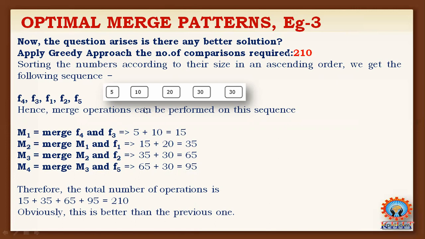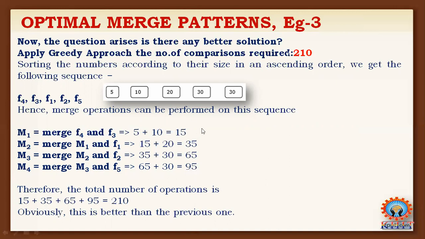Next, identify the next smallest file, which is F1. Now M1 will merge with F1. You will get the result 35. That will be stored in merge 2. Next, merge 2 with the second smallest file F2. The result will be stored in M3, merge 3. Next, merge M3 with the leftover file, the smallest file F5. Then the result will be stored in M4. So in this way, we can merge the files in a pairwise manner.